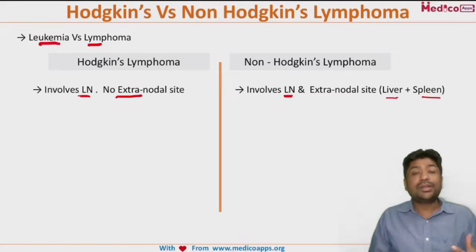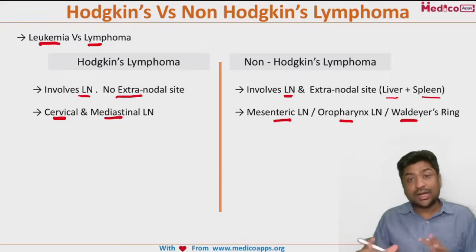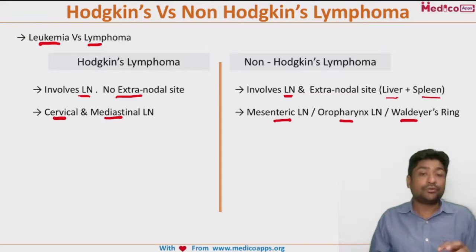Second is pertaining to what kind of lymph nodes are involved. So in Hodgkin's lymphoma, you will have cervical and mediastinum lymph node primarily being involved, whereas in non-Hodgkin's it will be mesenteric lymph node or oropharyngeal or even Waldeyer's ring. So these are a specific distribution of lymph node which are involved when it comes to Hodgkin as well as non-Hodgkin lymphoma. The next important difference is the spread of the lymphoma.